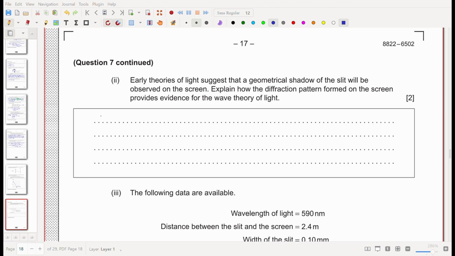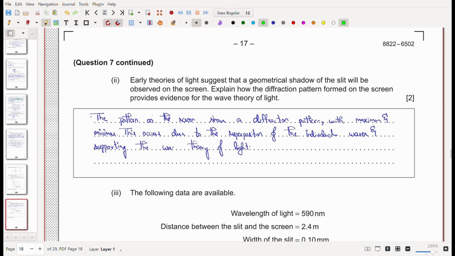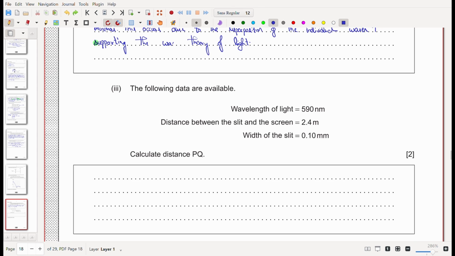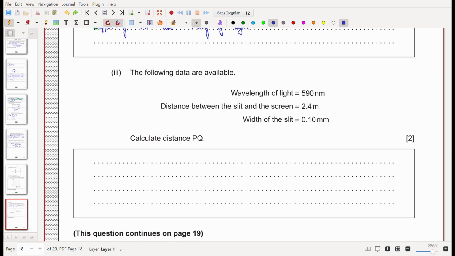The maximas and minimas that are formed can be explained by the superposition or the interference of waves. So let's write this out. Like I said, since the pattern shows a diffraction with maximas and minimas, it can be explained with the superposition of individual waves, and this supports the wave theory of light. And that's it, guys. Not too much explaining, and we're only given like 4 lines, so try to keep it succinct and within your area. That's it. Let's move on to part 3 of our question.